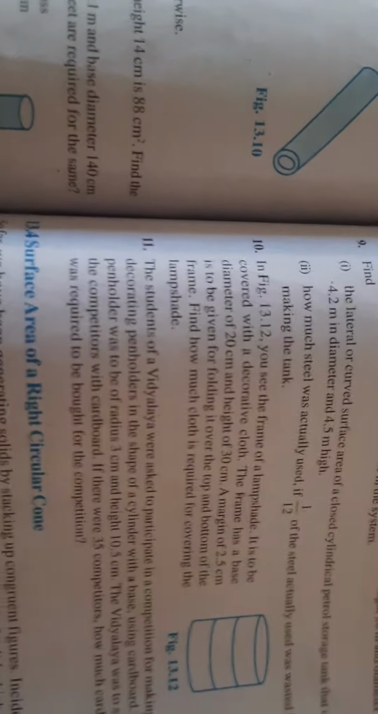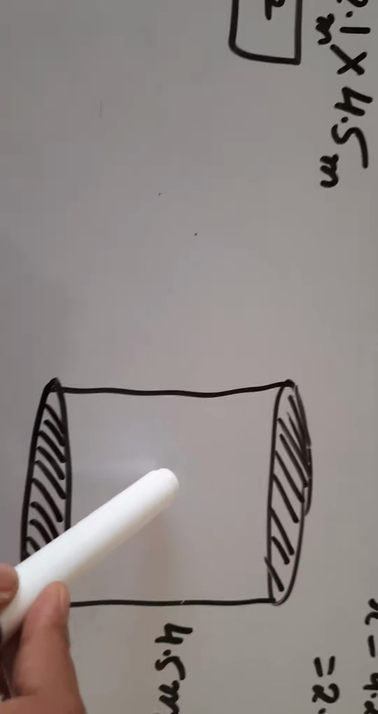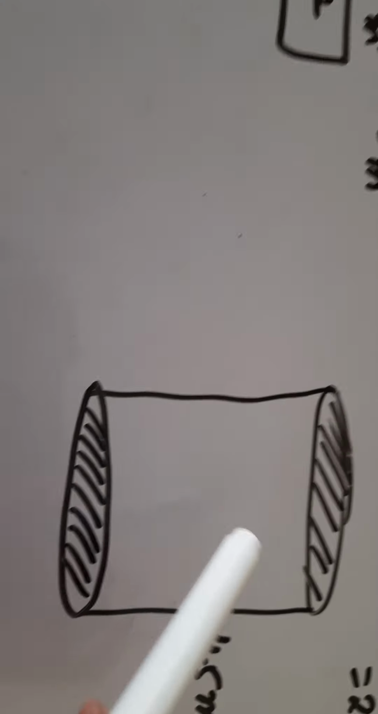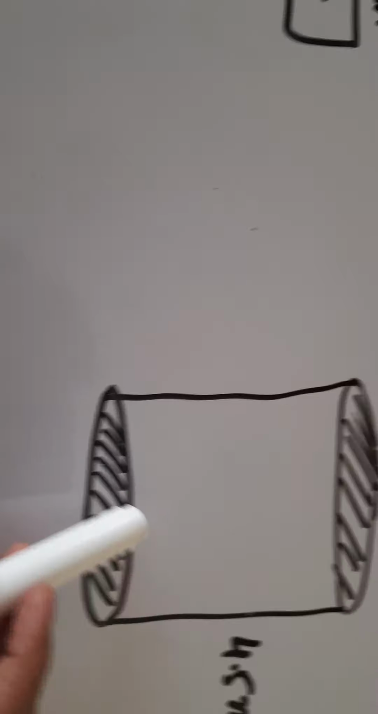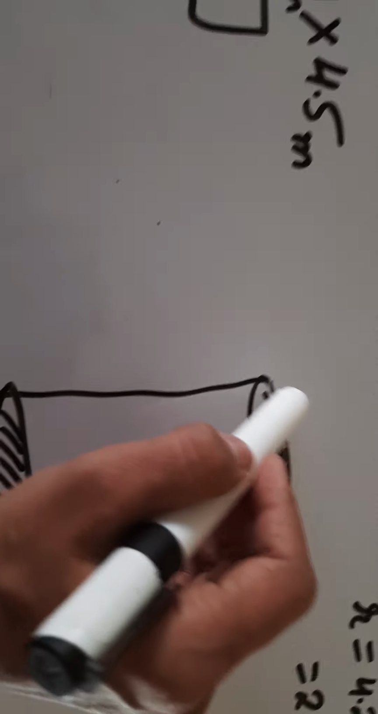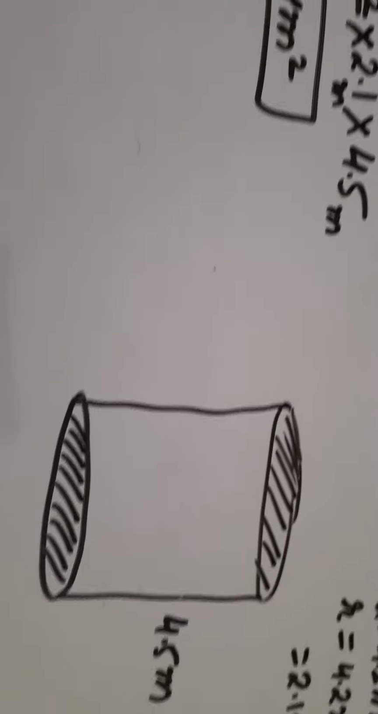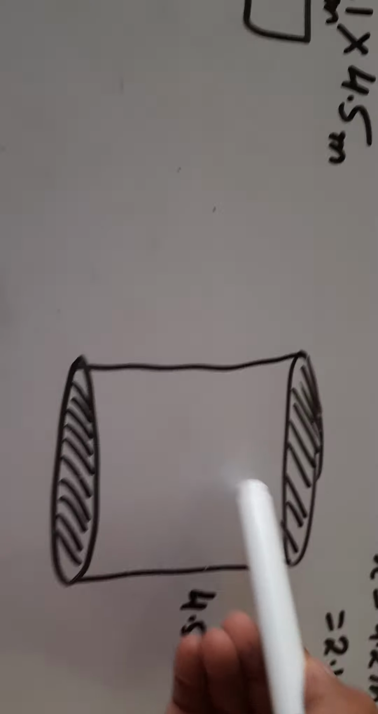Now let us read the second part, which is very important, and try to understand this part. How much steel was actually used? Now dear students, first of all tell me, where have we used the steel in making the tank? The steel is used in making the curved surface area of the tank. As the tank is closed, it is given in the question, that means we have used the steel in making the base also, and in making the lid of this tank also. Means all the parts of this tank are made of steel, means the steel is used on the total surface area of the tank.